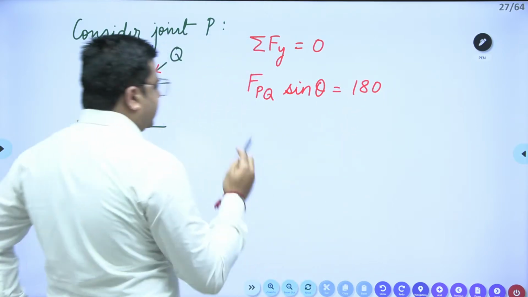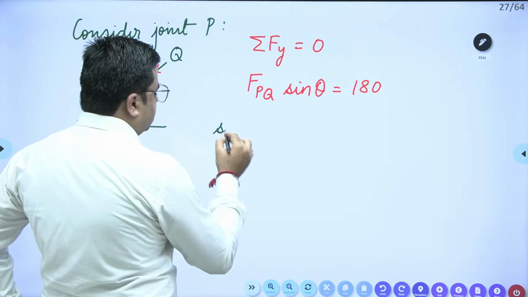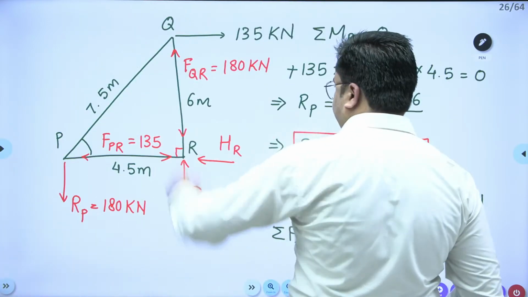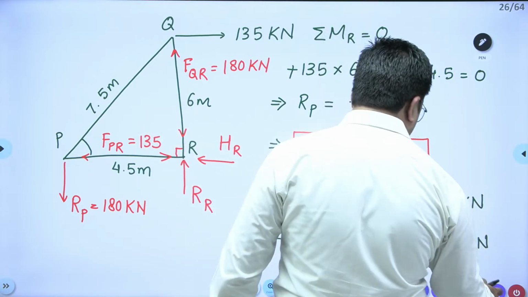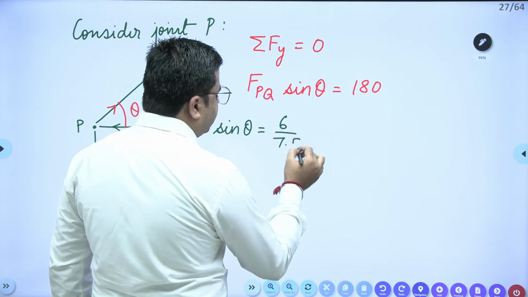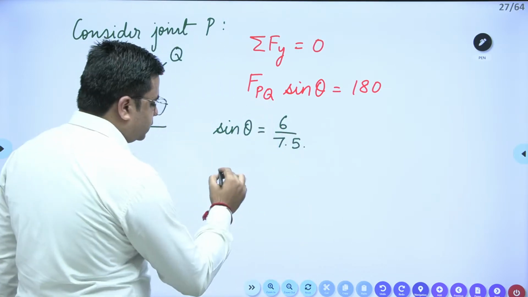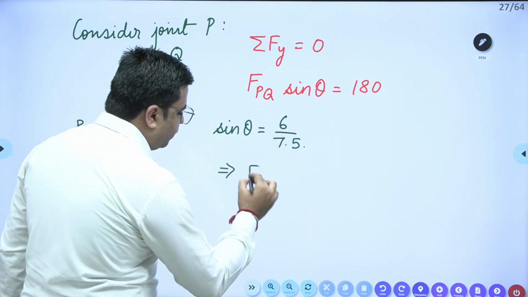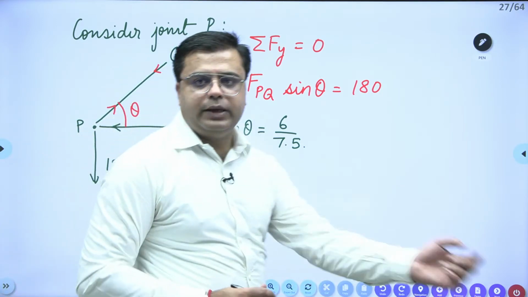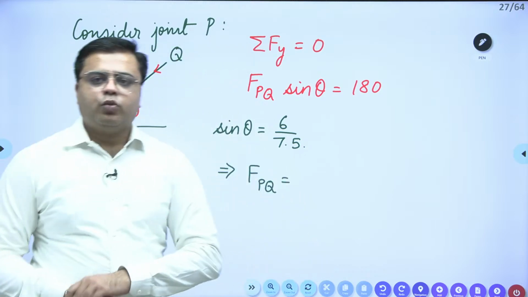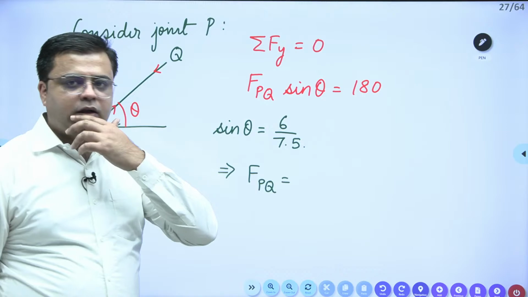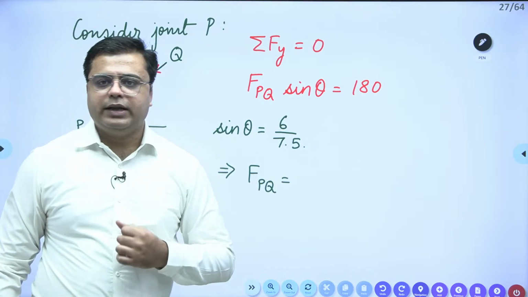Now sin theta is simply 6 by 7.5. Get me the value of FPQ. Quickly get me the value of FPQ and tell me.